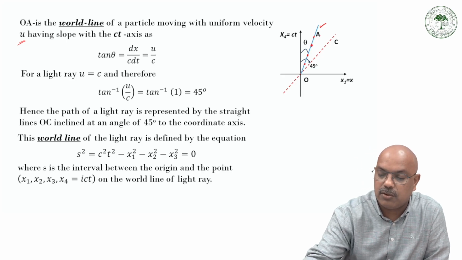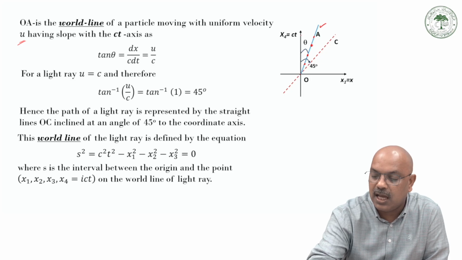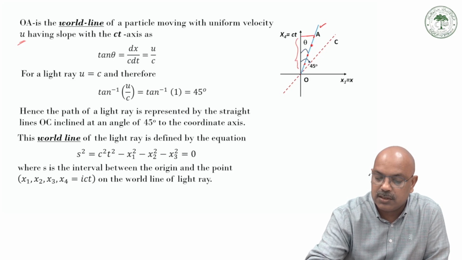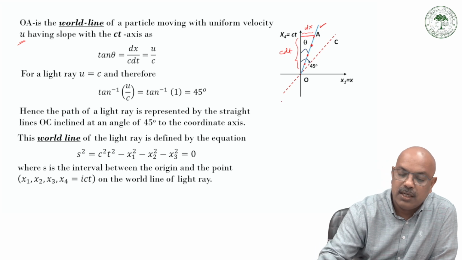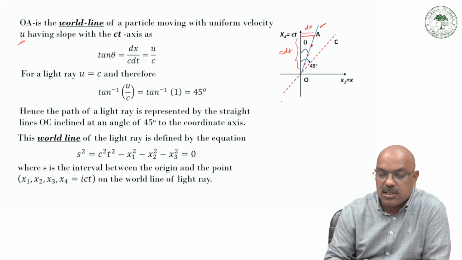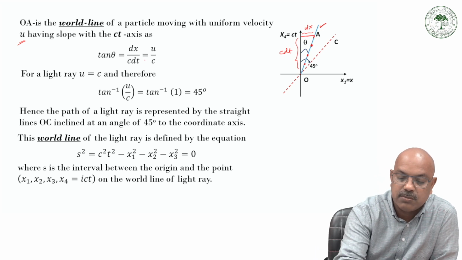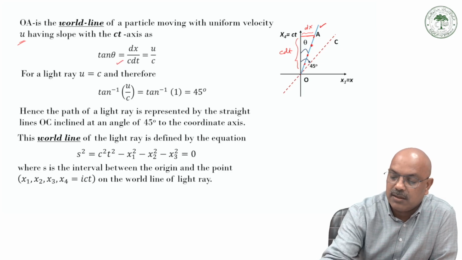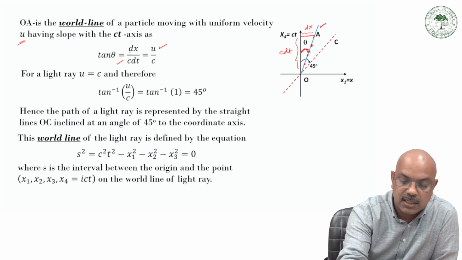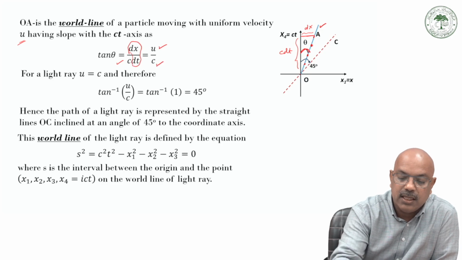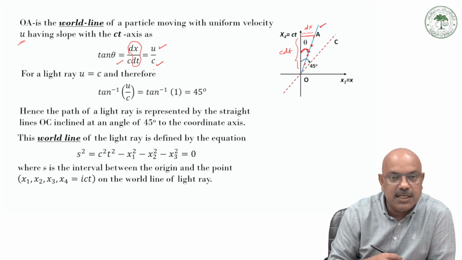Because this line makes an angle theta with the ct axis, when you calculate the slope, it is going to be dx on this axis and c dt on this axis. So tan theta is perpendicular by base, that is dx by c dt, because theta is along this line. Now dx by dt is your u, and then you have c here. So tan theta is u by c.